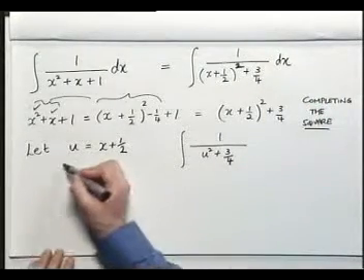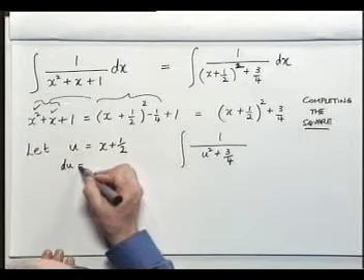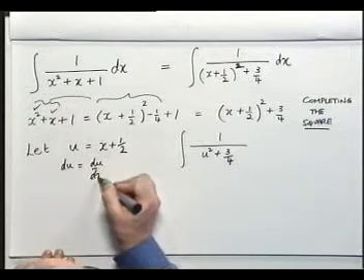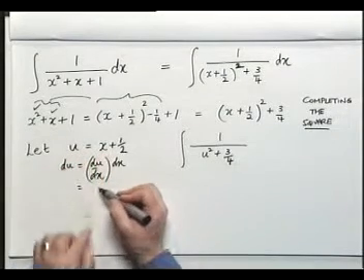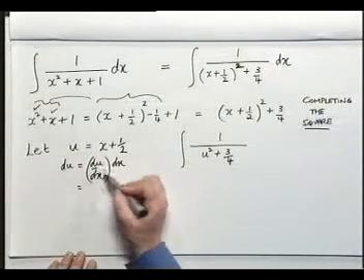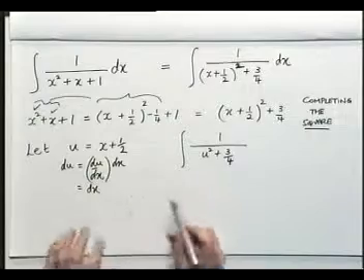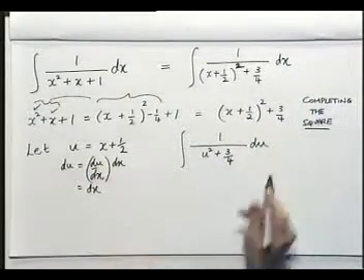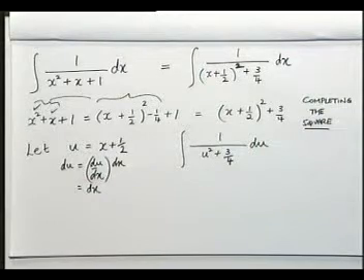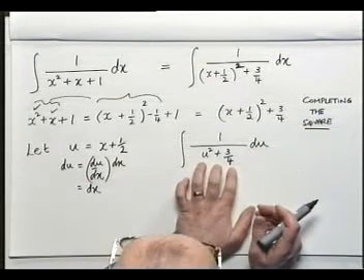Now, remember that if we want the differential du, that's du/dx dx. But in this case, du/dx is just 1, so du is just dx. So this is nice and simple. The dx we have here just becomes a du. Now, this integral is a standard form.